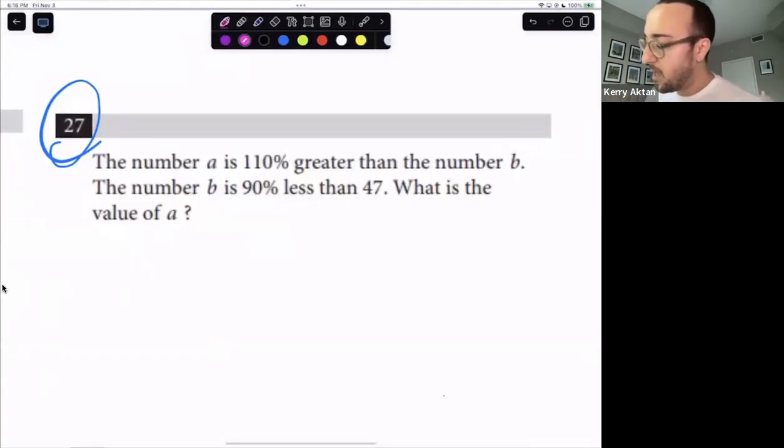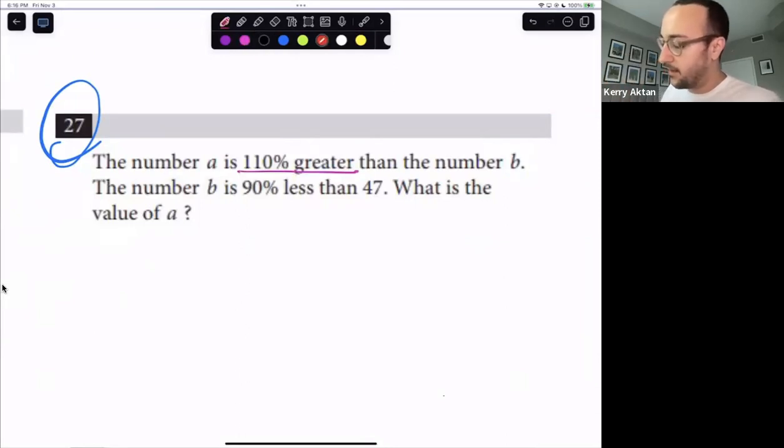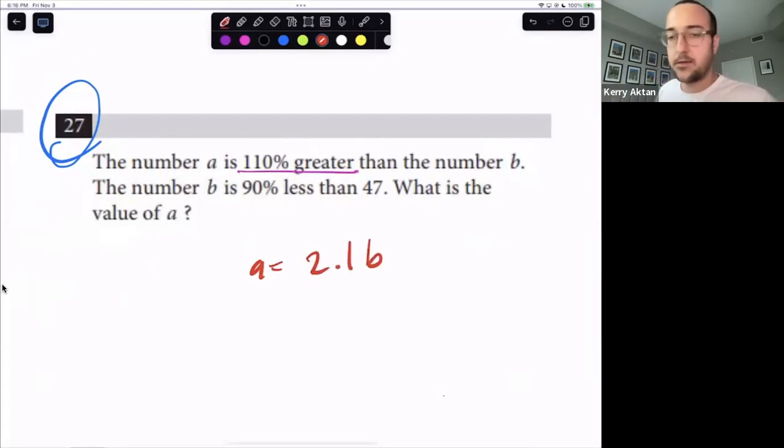This one says a number A is 110% greater than number B. And the number A is 110% greater than the number B. So A is equal to 2.1B. Again, how did I do that? That's what I got, Logan. But 110% greater, that means 210%.